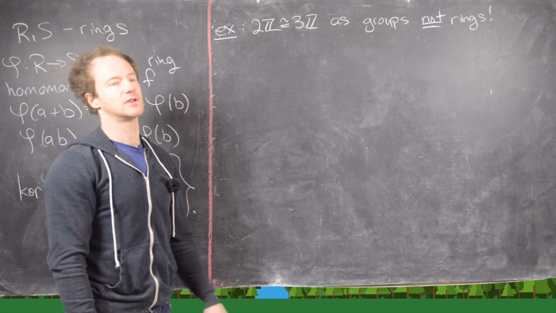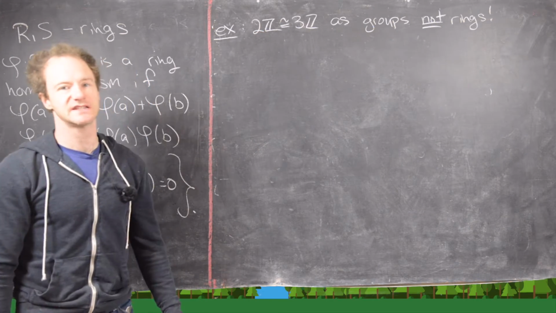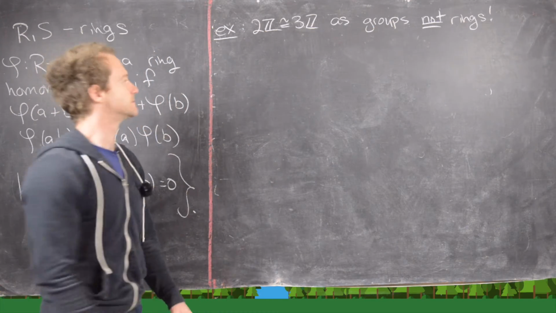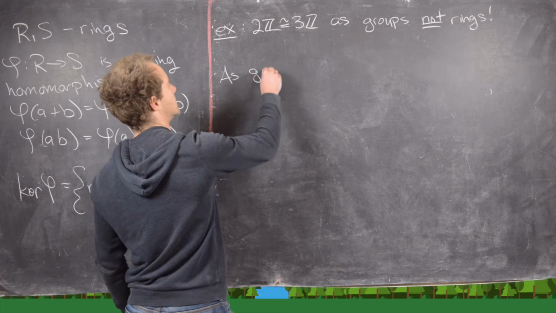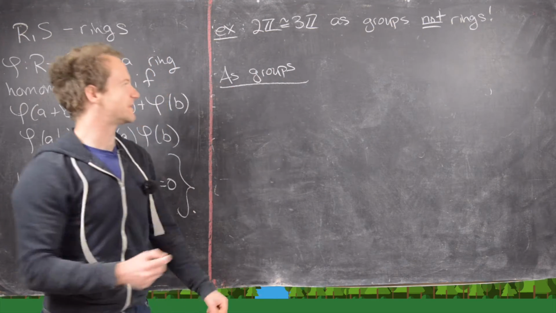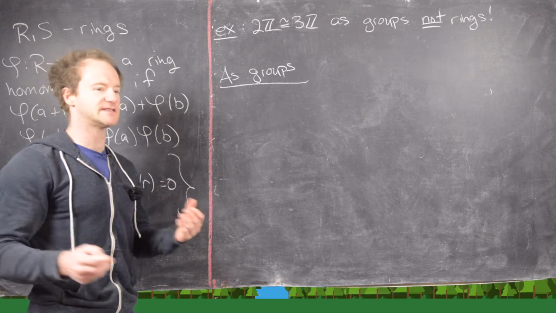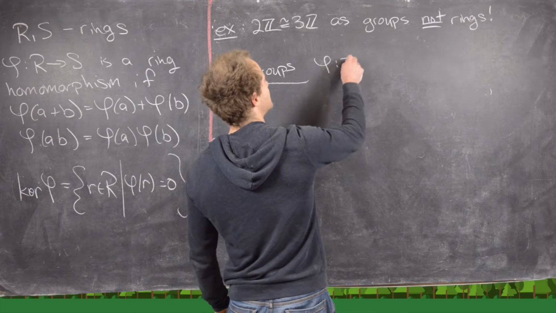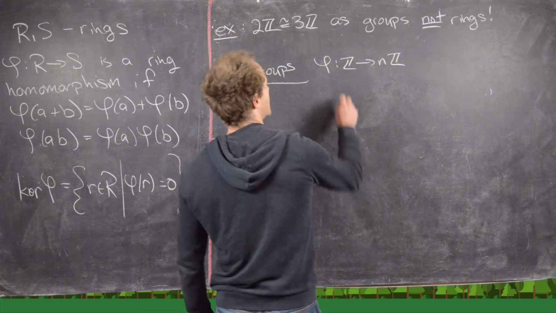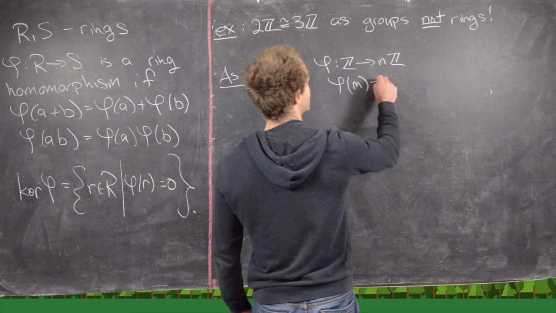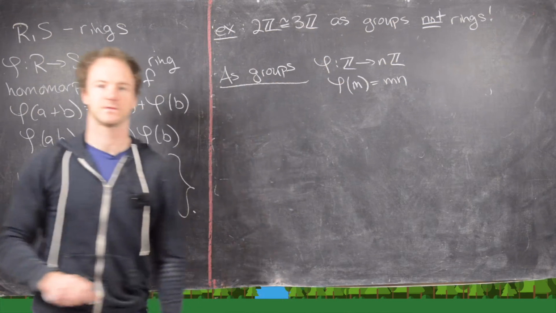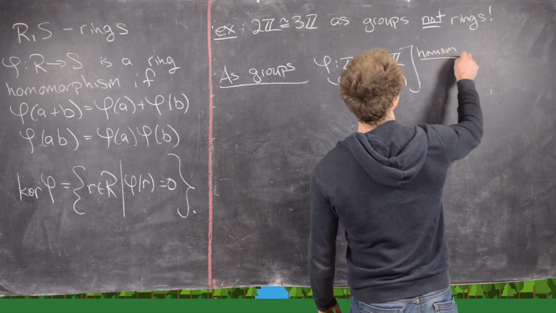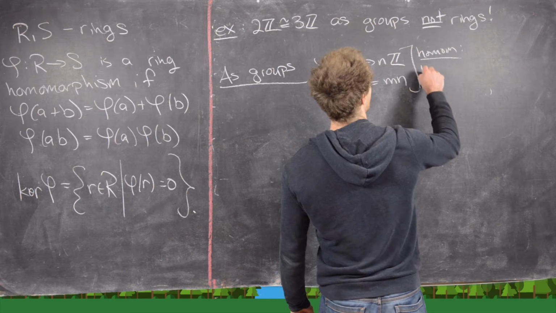Okay, the first example we want to look at is this. 2Z is isomorphic to 3Z at the level of groups, but not at the level of rings. So let's go ahead and show that this is true as groups, and this is actually super simple. We can just take the map phi from Z to nZ, where phi of m is equal to m times n.